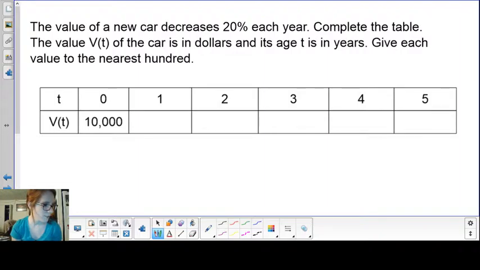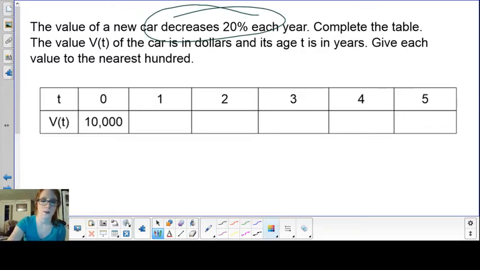So if we're decreasing 20%, let's turn that percentage into a decimal. So if I'm decreasing, I'm getting smaller, so it's going to be a negative sign. It's going to be negative 20%. And I take that 20 divided by 100, which gives me negative 0.2. Okay, so I have my rate.